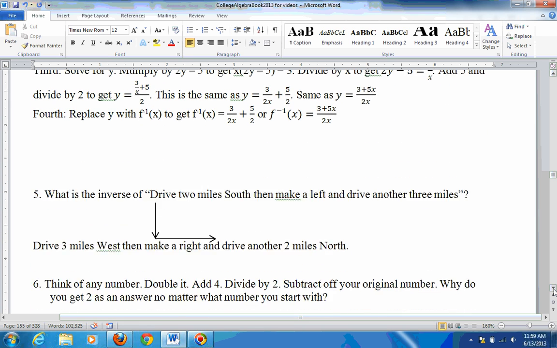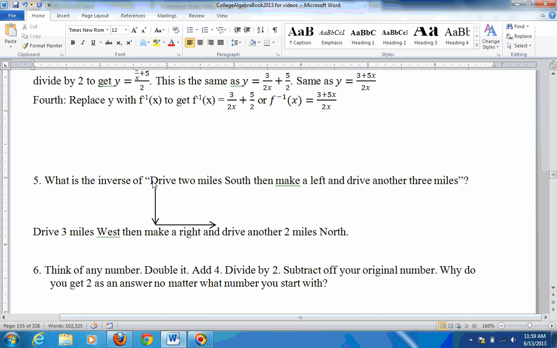Also down here, number 5 says, what is the inverse of: drive 2 miles south, then make a left, and drive another 3 miles? Well, here's what the guy did. He drove 2 miles south, down, and then made a left. This would actually be a left from the driver's perspective, and then drove another 3 miles.